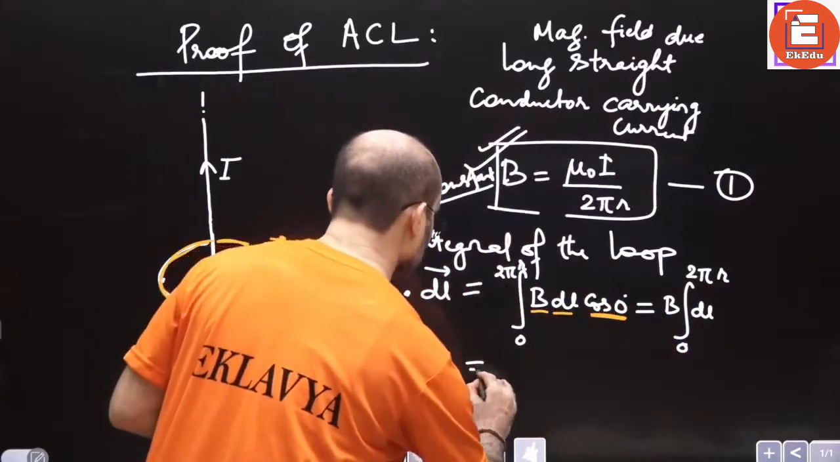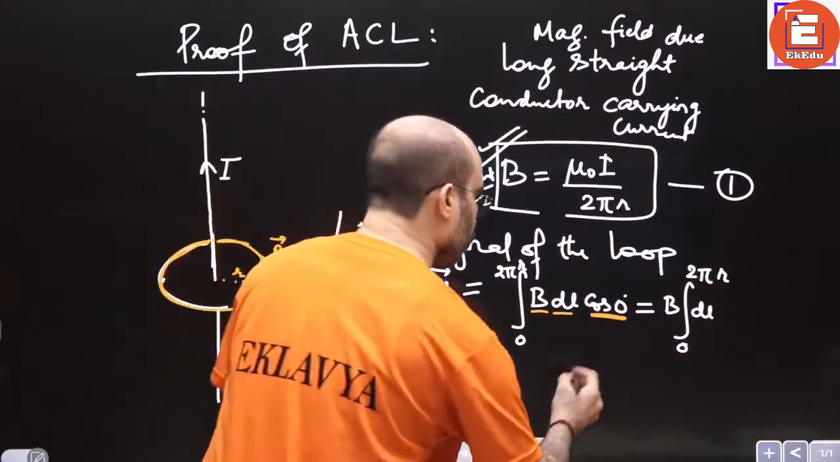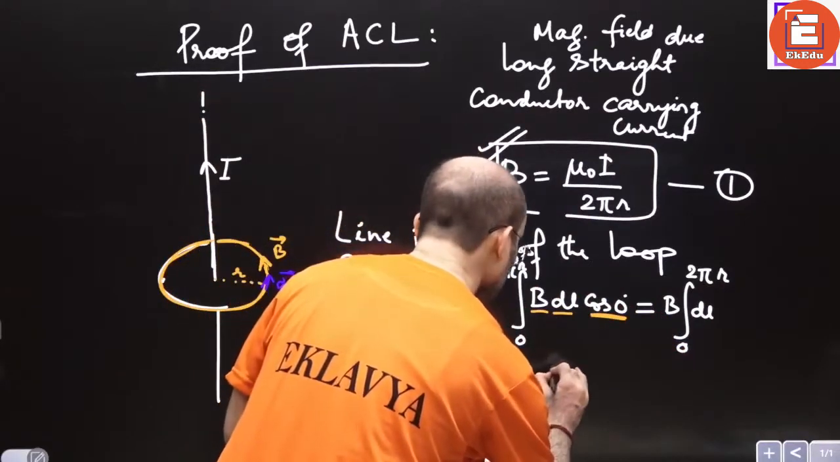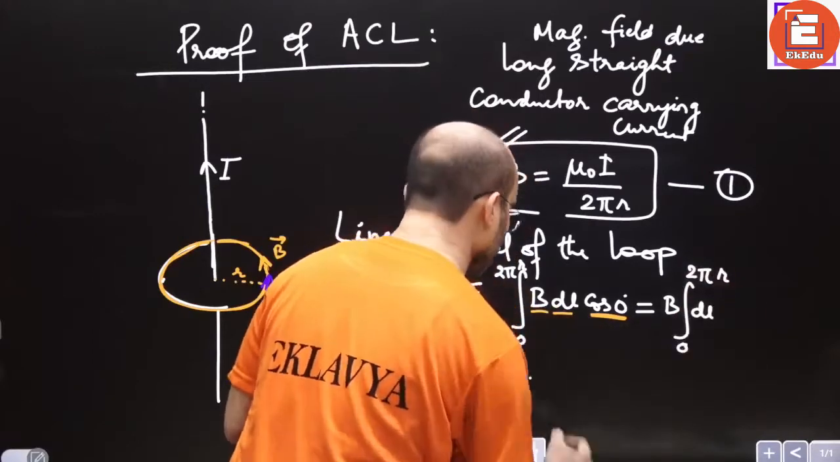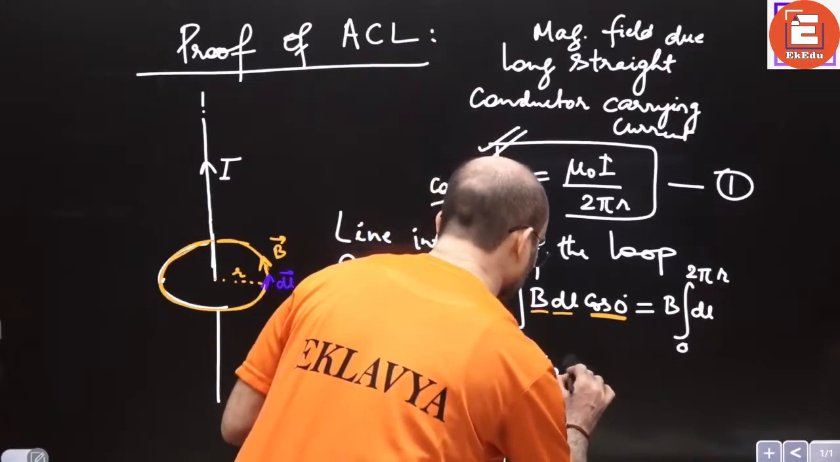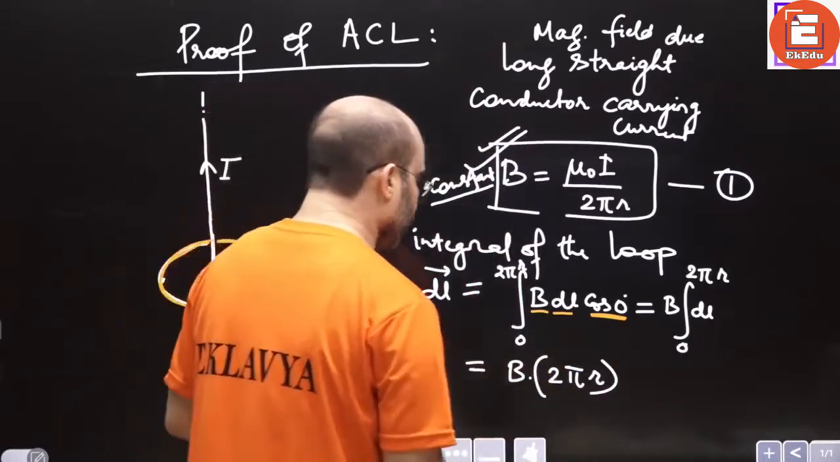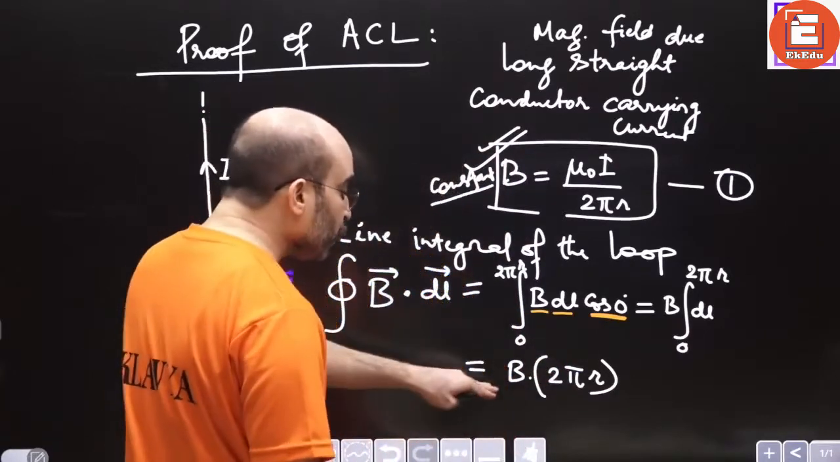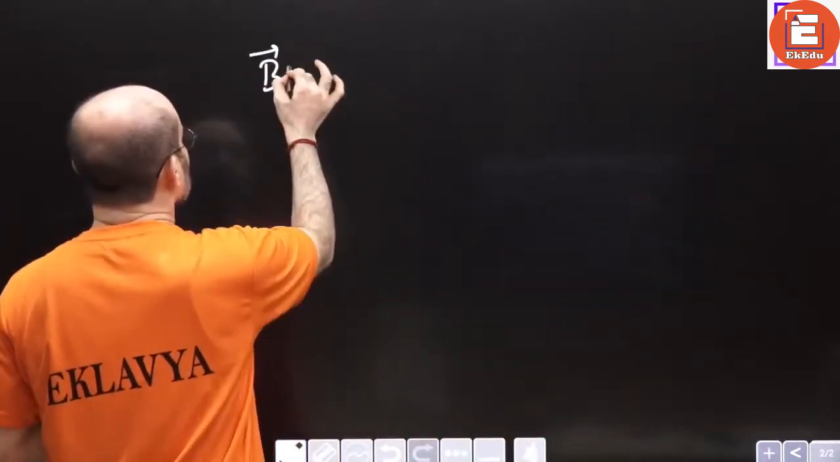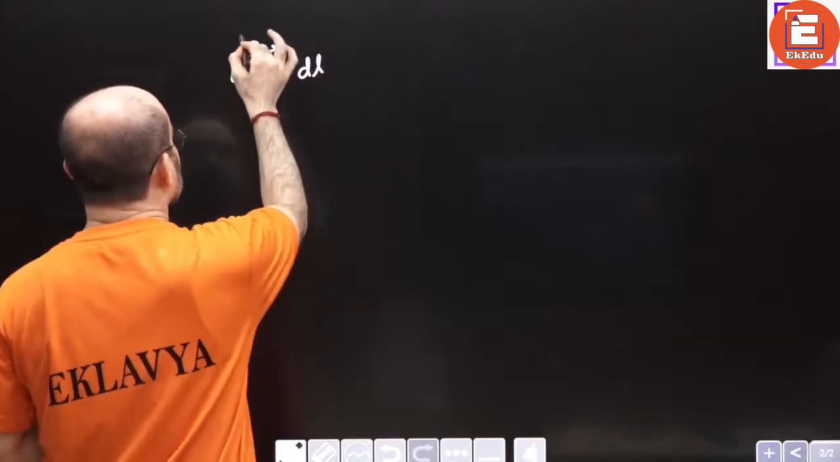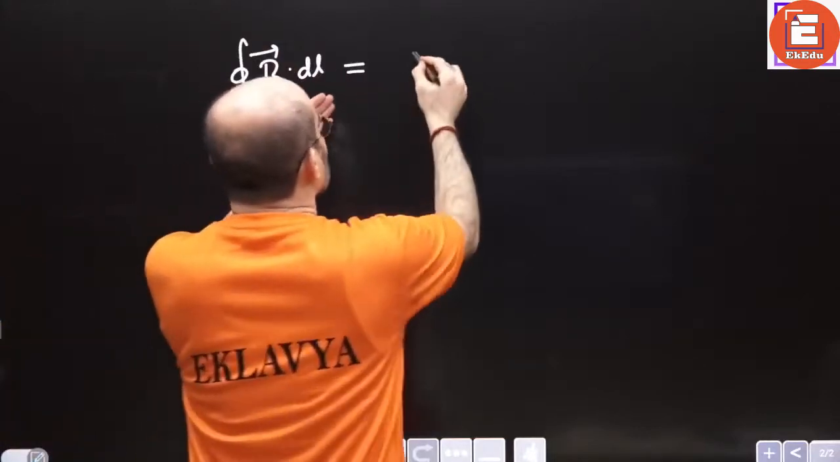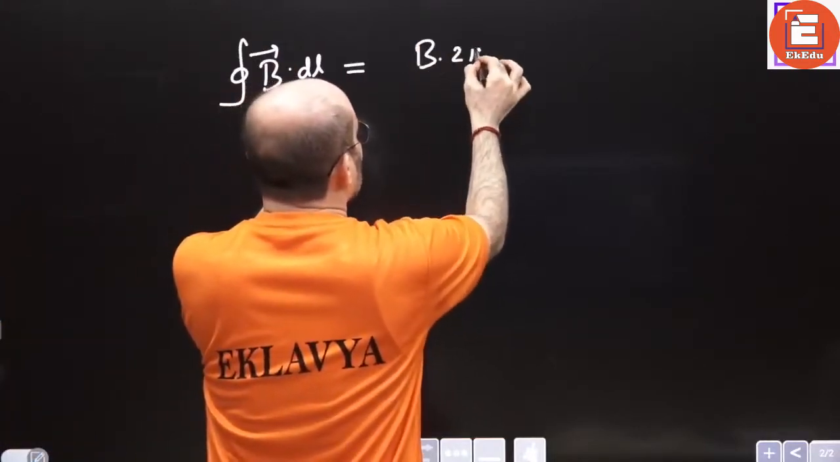So what do we get? We have this equal to B into, if you integrate dl from 0 to 2 pi r, you are going to get 2 pi r. Right? B into 2 pi r. So finally, we have got this. Now, we have B dot dl for the entire closed loop equals B into 2 pi r.